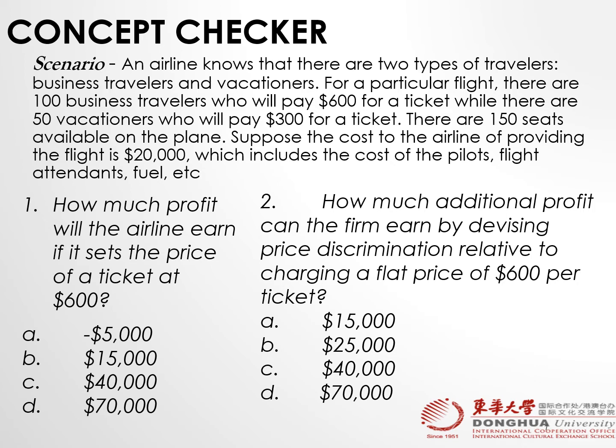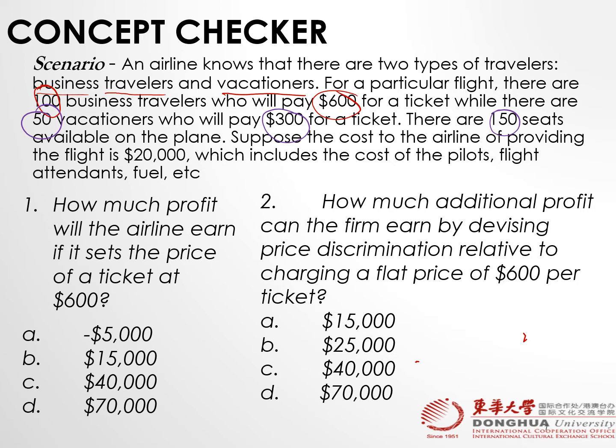An airline knows that there are two types of travelers, business travelers and vacationers. Let's highlight the information here. There are two types of traveler, business traveler and vacationer. For a particular flight, there are 100 business travelers that want to pay 600 for a ticket, but 50 vacationers that want to pay 300. There are 150 seats available.